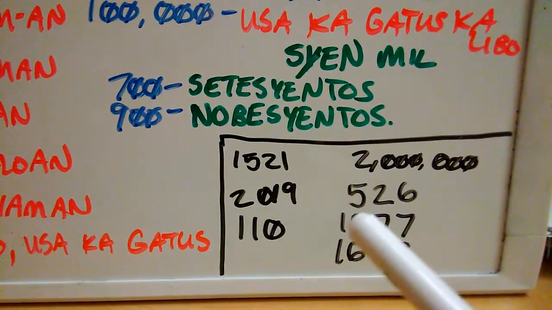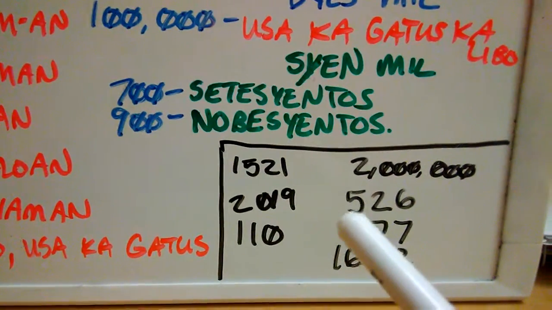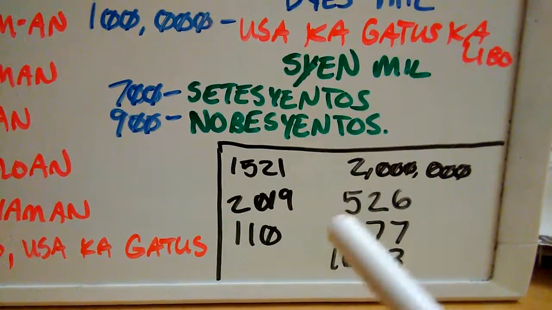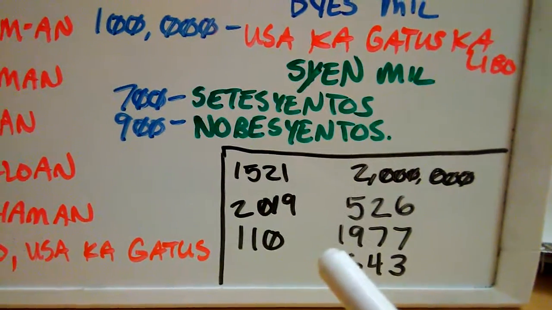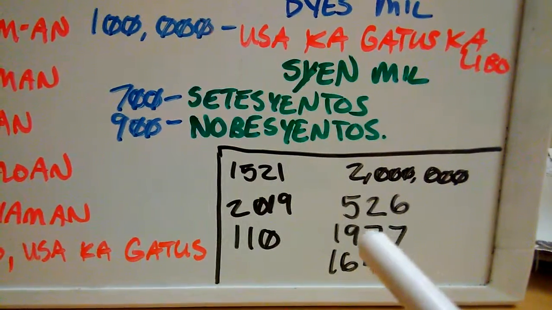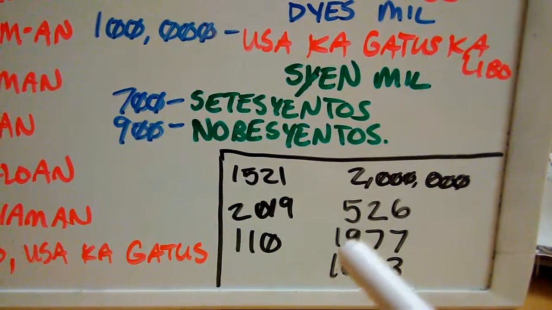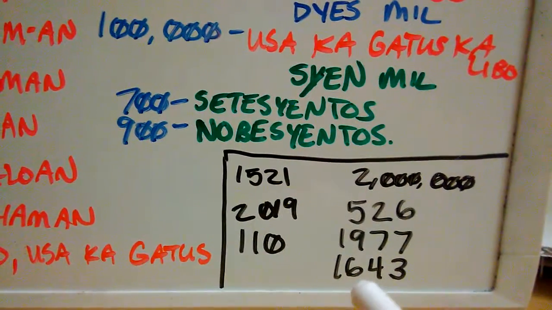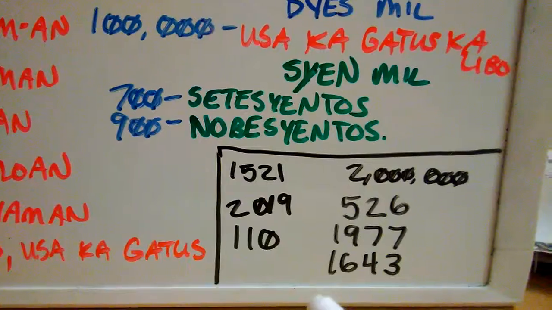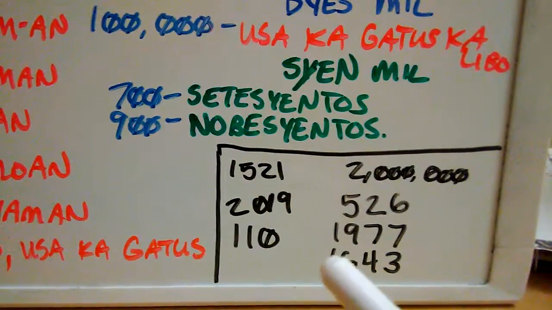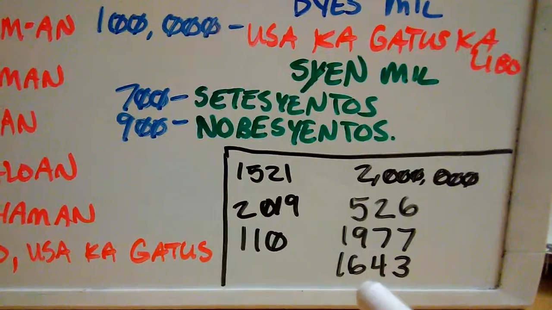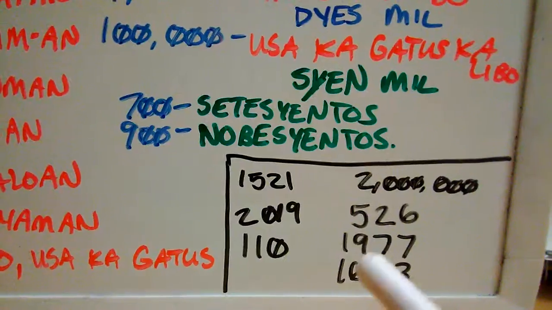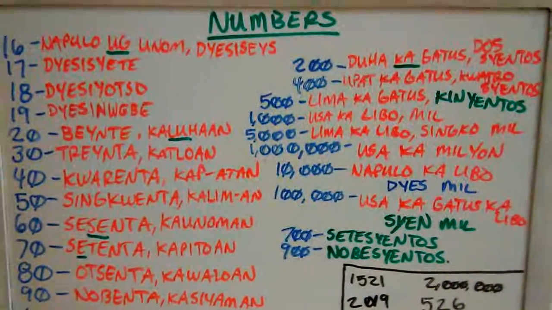The next one's 526 is quinientos, okay, veintiséis. 526. Next one, 1977. Remember that 70, it's not siete, right? 1977. And then 1643. Okay? So hopefully that can demystify some of these things that I said.